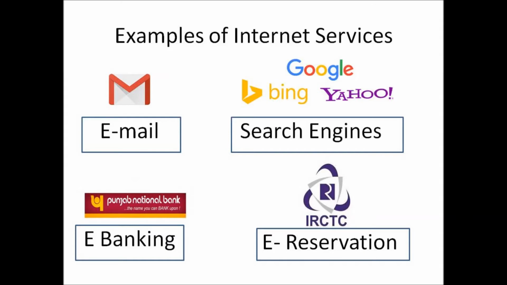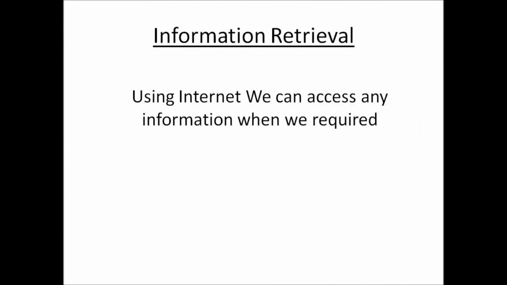Now, let's discuss these services in detail. The very first service that we will discuss in this chapter is information retrieval. As we know, we use the internet for the purpose of gaining information. If we need any kind of information or if we want to search anything, we use the internet. So the prime service provided by the internet is information retrieval. The definition: using the internet we can access any information when we require it.